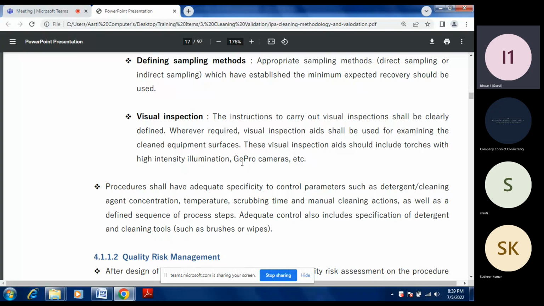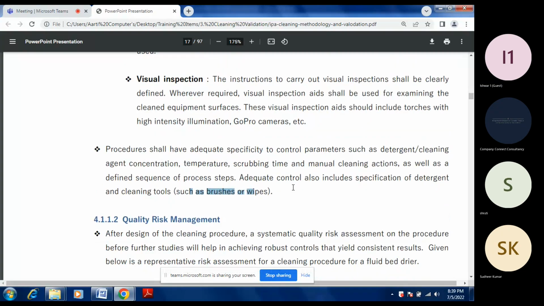The procedure shall have adequate specific control parameters such as detergent or cleaning agent concentration, temperature, scrubbing, time and manual cleaning action, as well as a defined sequence of process steps. Adequate control also includes specific detergent and cleaning tools such as brushes and wipes. That means some cleaning accessories and aids have to be used for appropriate cleaning of the equipment.